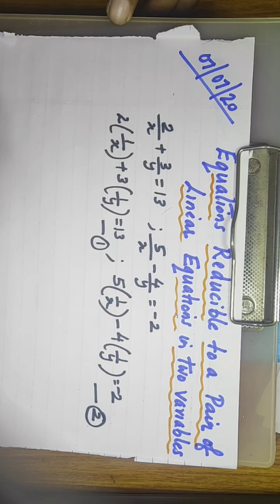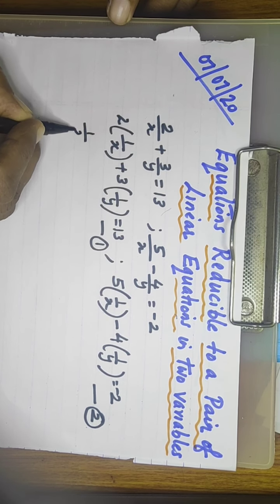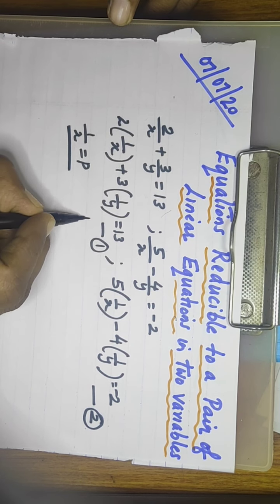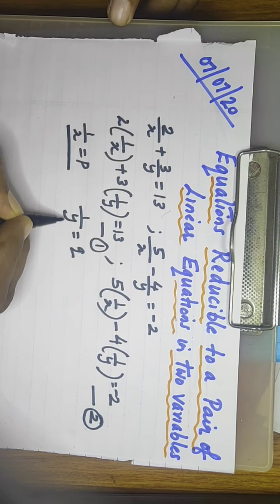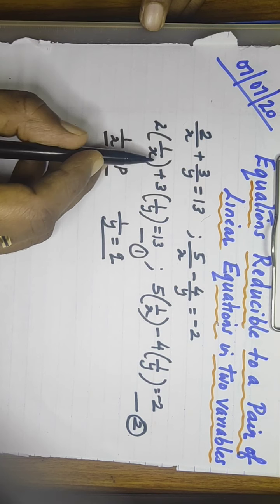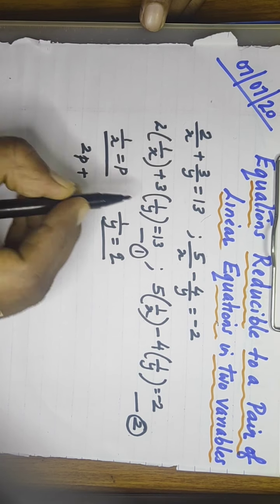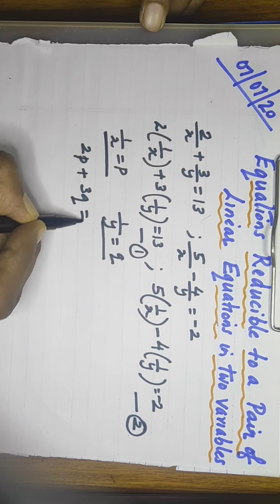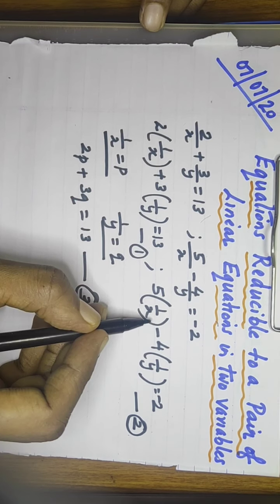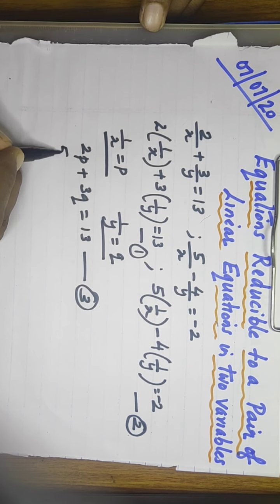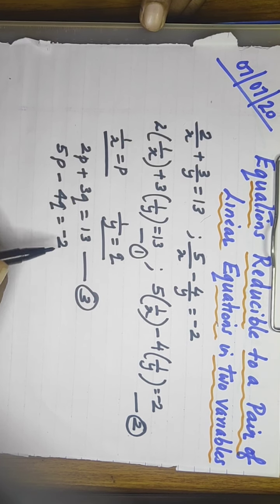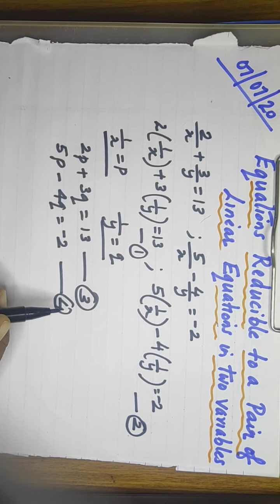So we can convert this into linear equation by some suitable substitution. Here, if we substitute 1 by x as p and 1 by y as q in equations 1 and 2, we get 2p plus 3q is equal to 13. Let me mark it as equation 3. Now, in equation 2 also, 5p minus 4q is equal to minus 2. Let me mark it as equation 4.